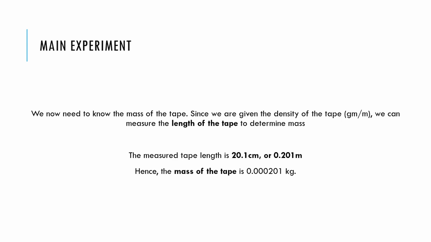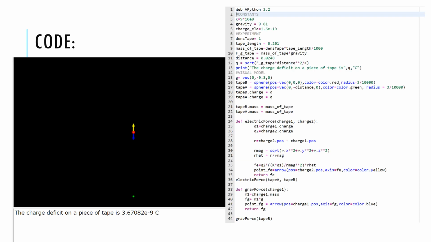In the main experiment, the measured tape length was 20.1 centimeters or 0.201 meters. Since we know that the tape is 1 gram per meter, we can conclude that the mass of the tape is 0.000201 kilograms. We can use this information to calculate the forces on the tape.